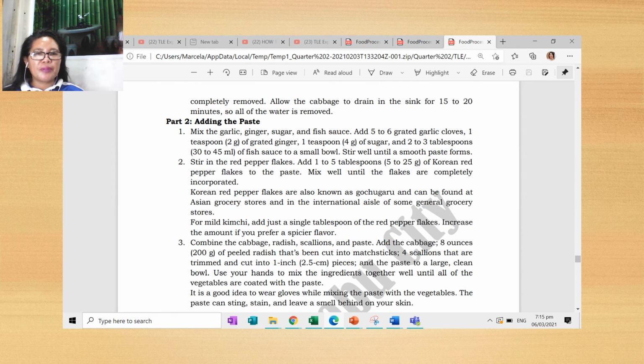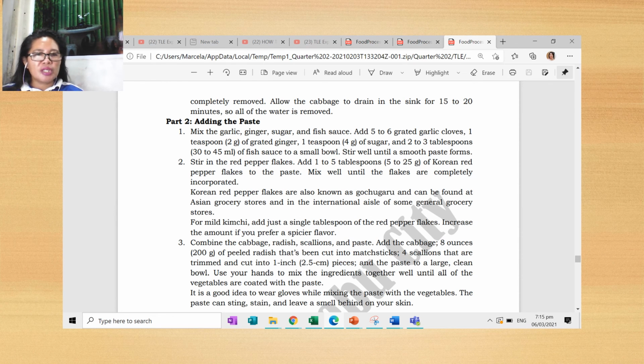Stir in the red pepper flakes. Add 1 to 5 tablespoons, or 5 to 25 grams, of Korean red pepper flakes to the paste, then mix well until the flakes are completely incorporated. Korean red pepper flakes are also known as gochugaro, and can be found in Asian grocery stores or in the international aisles of some general grocery stores.